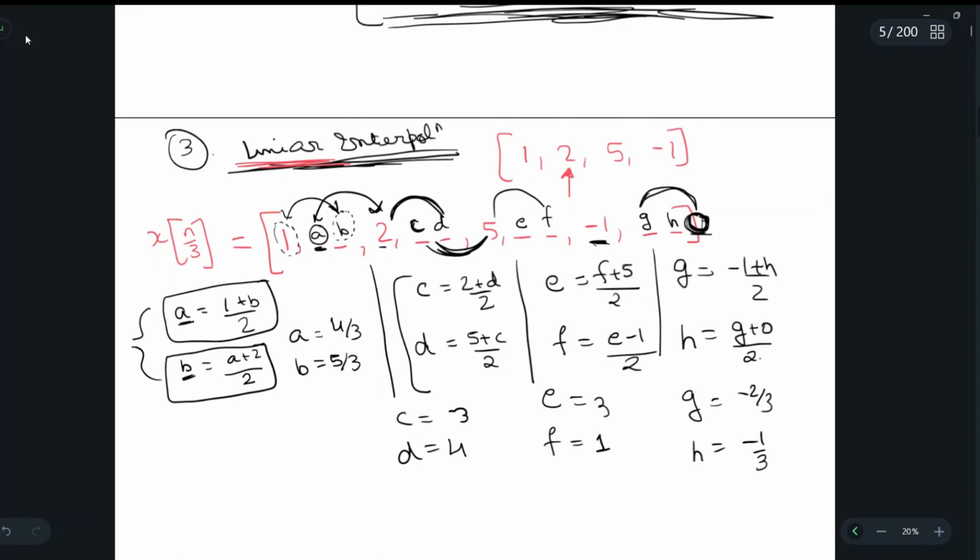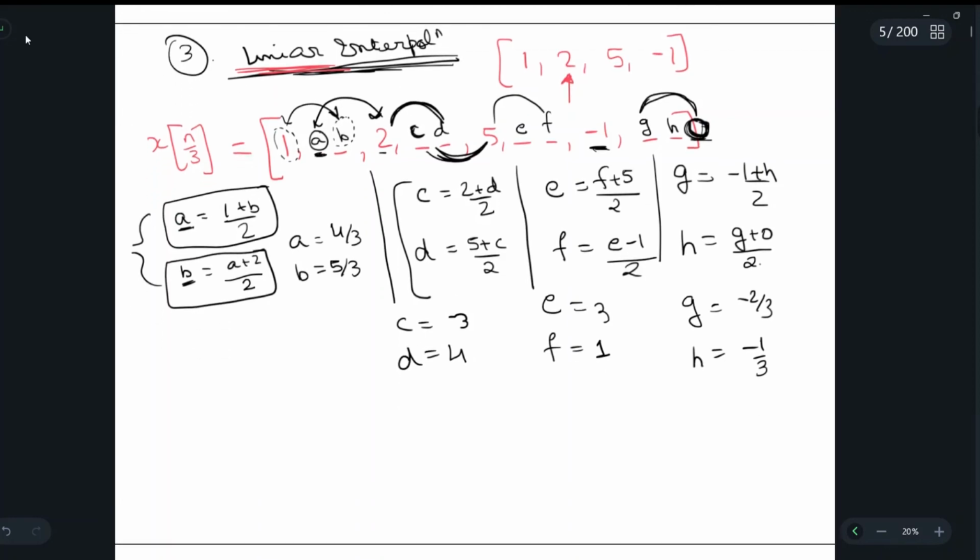So on finding out all the values, we will simply put them back into the signal that we had. That is, we will write 1, then we will put the value of A, that is 4 by 3, and the B value, that is 5 by 3, then we will write 2, then the values of C and D, then we will write the values of E and F, then we will write the values of G and H.